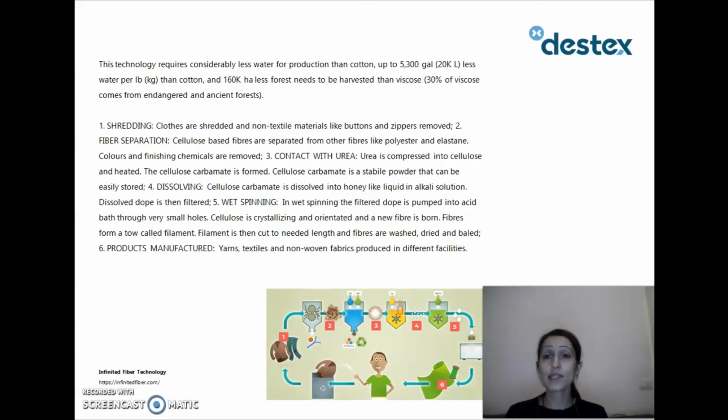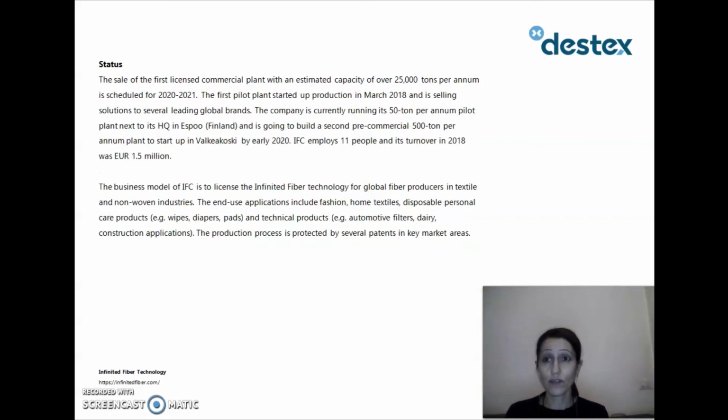This technology requires considerably less water for production than cotton, and less forest needs to be harvested than viscose. The company's business model is to license this technology for global fiber producers in textile and non-woven industries. The end-use applications include fashion, home textiles, disposable personal care products, and technical products as well.